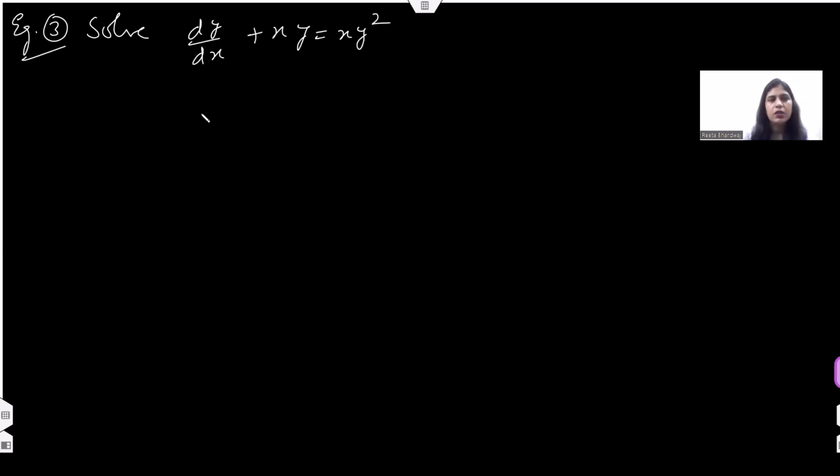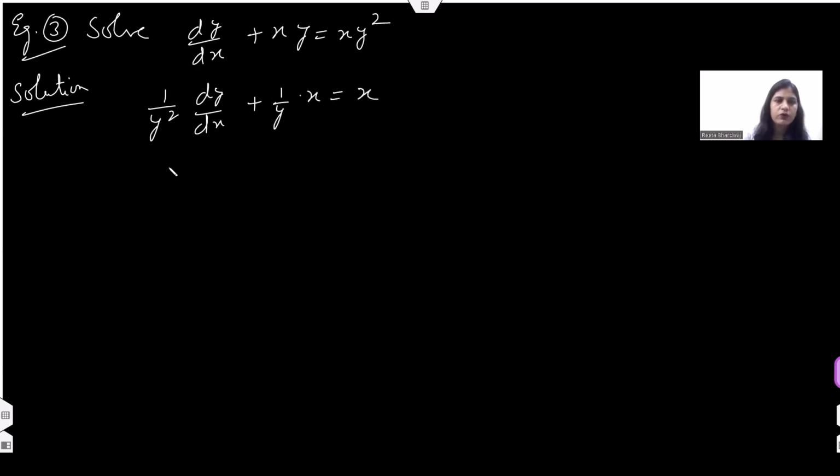Now let's find out which form this is. Yes, this is Bernoulli's equation. It is not directly in linear differential equation form because of the presence of this y square. If we want to convert it into linear form, we have to multiply the given equation with y raised to power minus 2. After multiplying, we are getting this one.